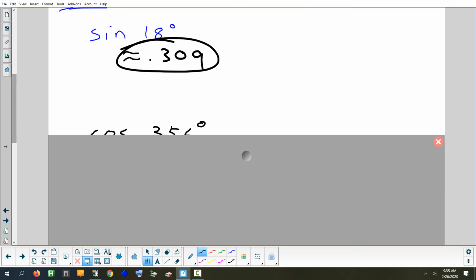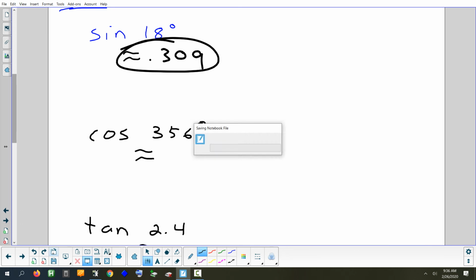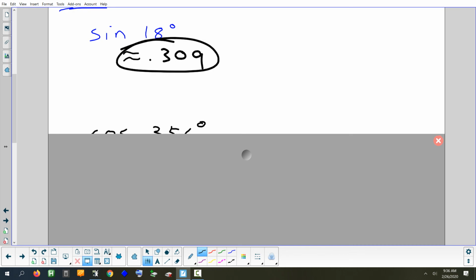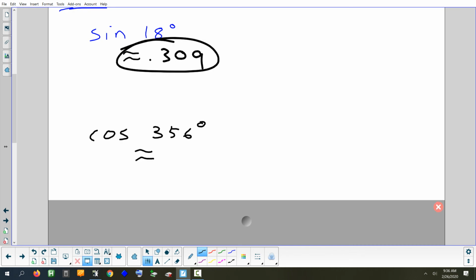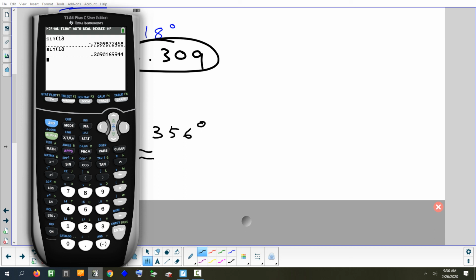Okay. Let's look at this one. Cosine of 356 degrees. Okay. So this problem, it's the same mode as the last one. Okay. Put it in degrees. Okay. Let's type it in. Okay. You should get 0.998.